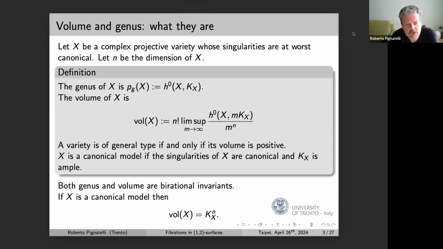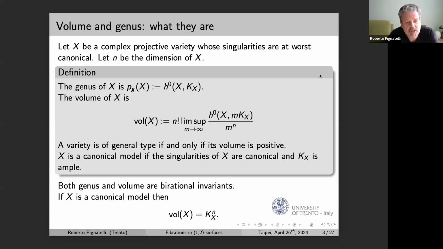So what are volume and genus? During this talk, X will always be a complex projective variety, and I'm going to assume always that the singularities of X are at most canonical. The reason is that I want to study moduli of threefolds of general type, and so moduli of varieties of general type. If I want to study moduli of varieties of general type, I have to study the canonical models. And the canonical models of varieties of general type are not smooth, but the singularities are at worst canonical. So smooth is too strong, and allowing singularities that are not canonical doesn't seem really useful at all.